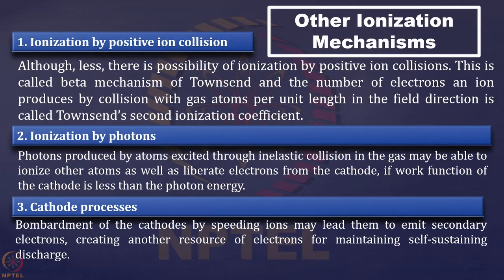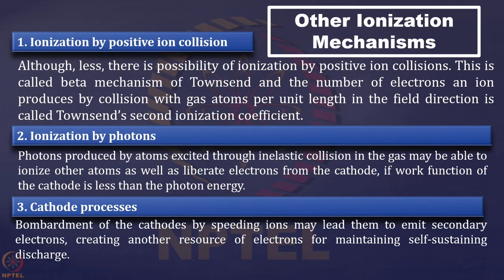So this is called the beta mechanism of Townsend, likewise the alpha mechanism for electrons. The number of electrons an ion produces by collision with gas atoms per unit length in the field direction, we call Townsend's second ionization coefficient. So this is ionization by positive ion collision.